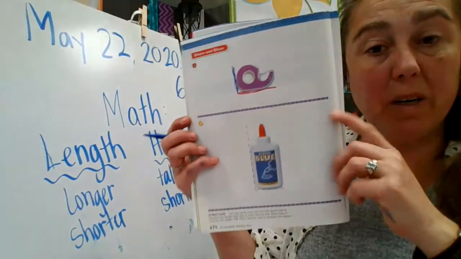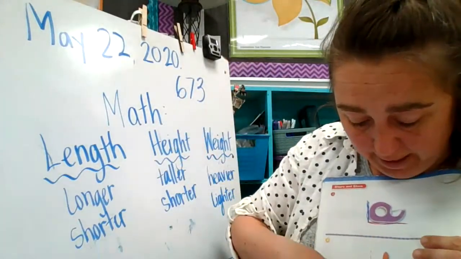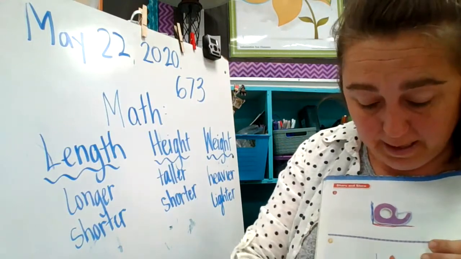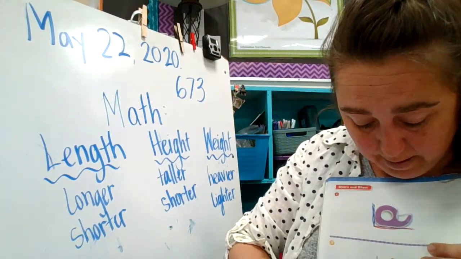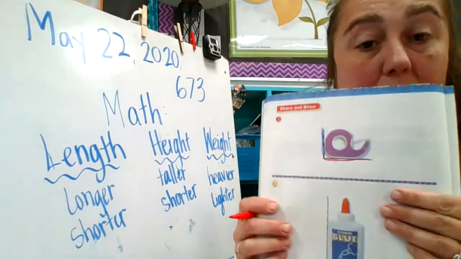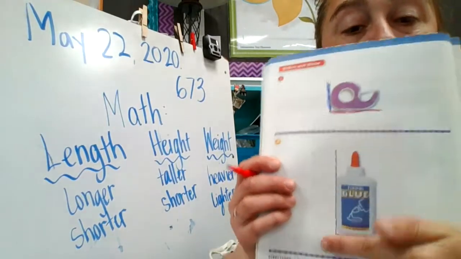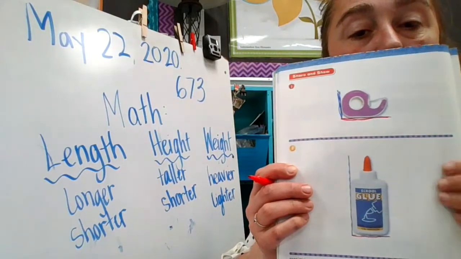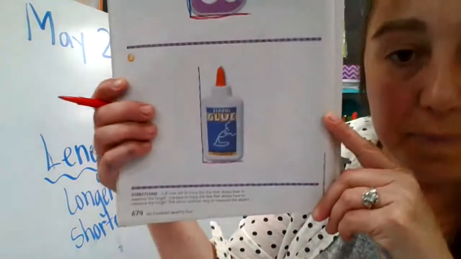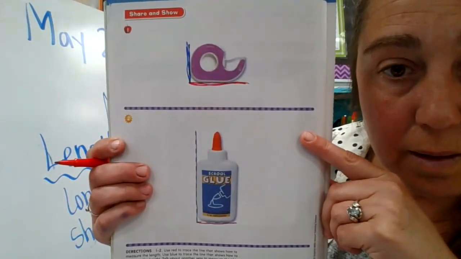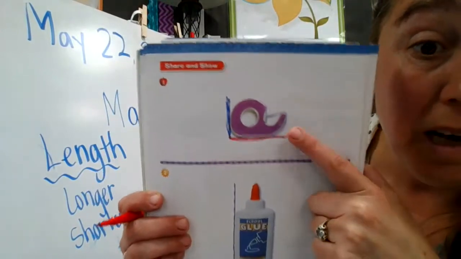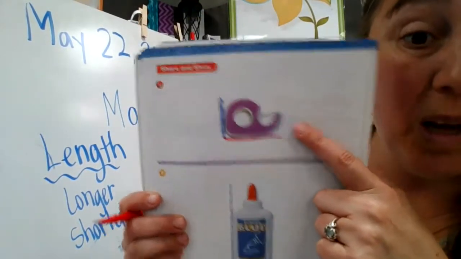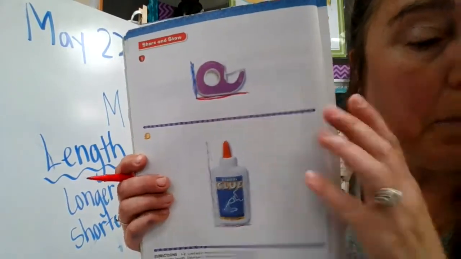On the next one, we're going to do it together. Ready? This is how high it is, and this is how long it is. So this one is much taller than it is long. It's much taller than it is long. Look at that. So I can say the tape is shorter than the glue, but the tape is longer than the glue. Almost the same, a little less.